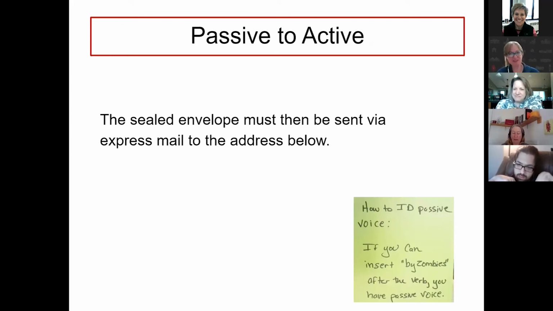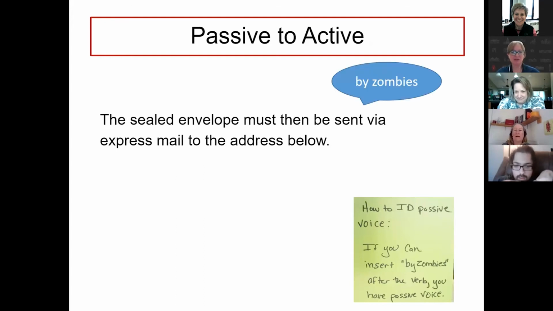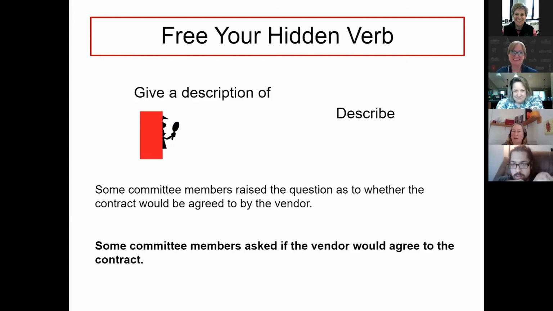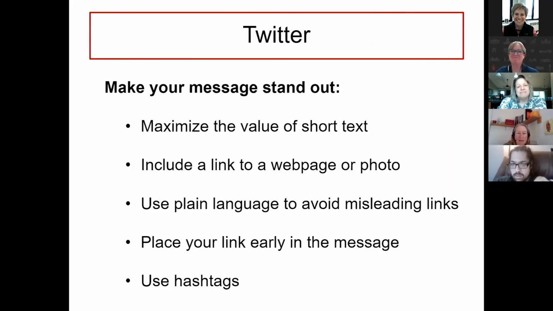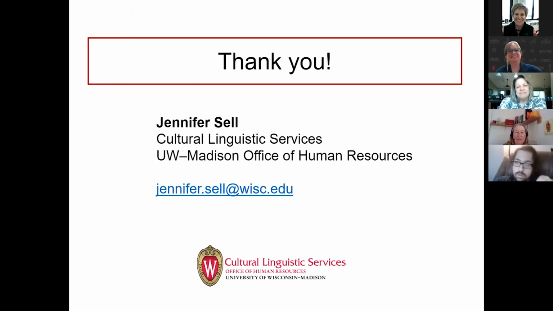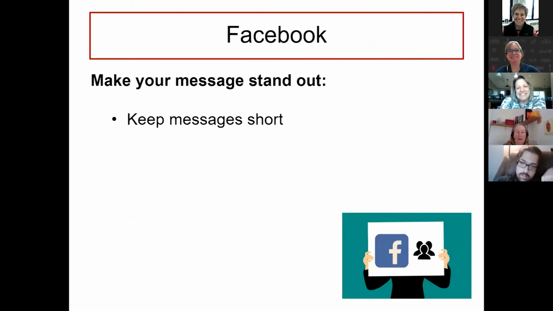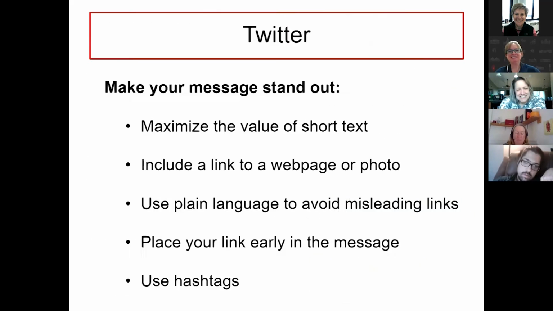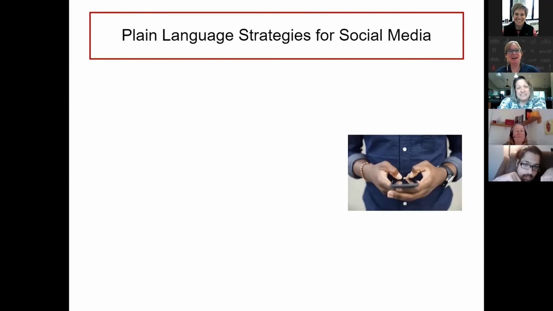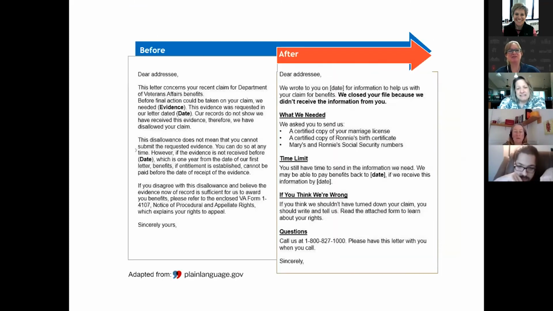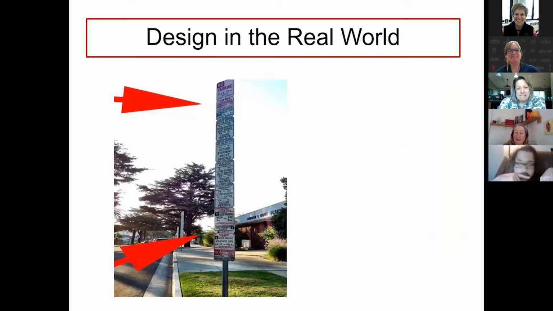If it's a little tough to know whether something's active or passive, I was on Pinterest and I found this interesting note. How to identify passive voice? If you can insert by zombies after the verb, you have passive voice. So, for example, if you have a sentence like this, where you've got, we'll get there.